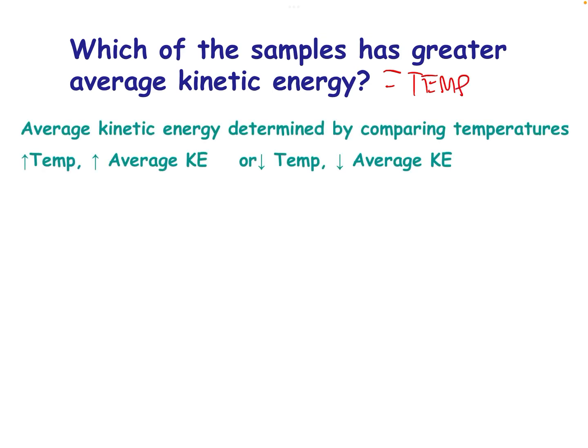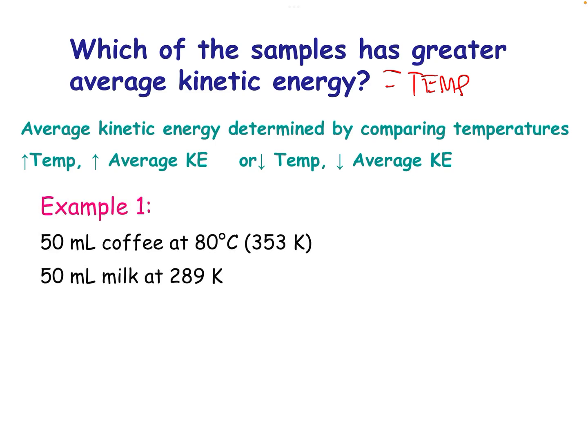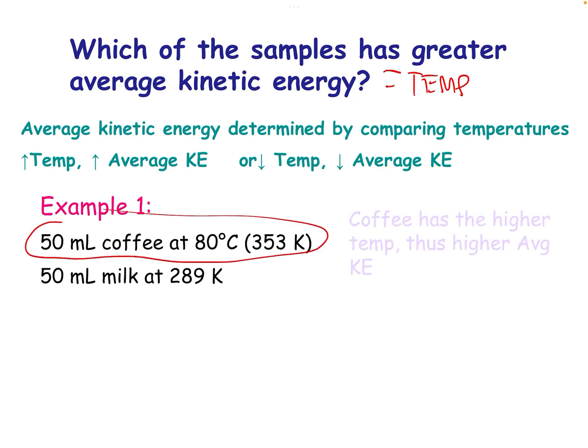So they're related. All right, we have 50 milliliters of coffee and 50 milliliters of milk, same amount, but at different temperatures. So which has the greater average kinetic energy? Whoever's at the greater temperature, which would be the coffee.